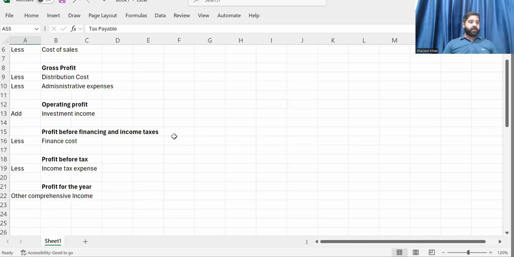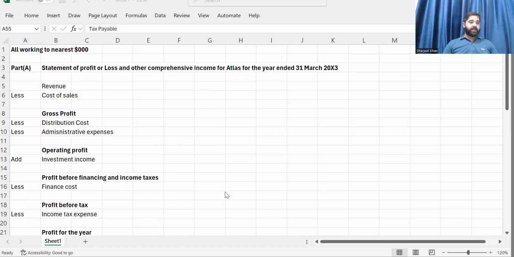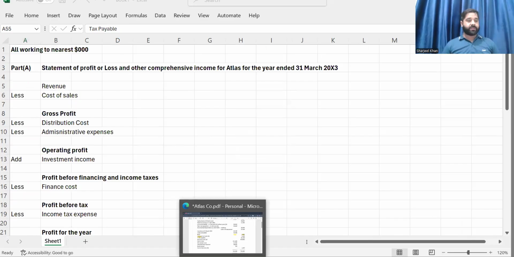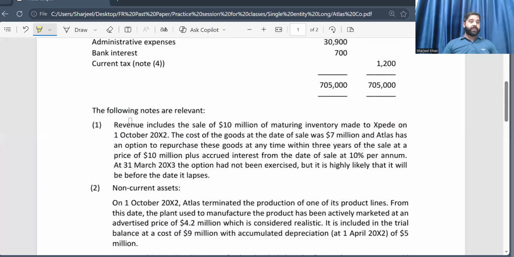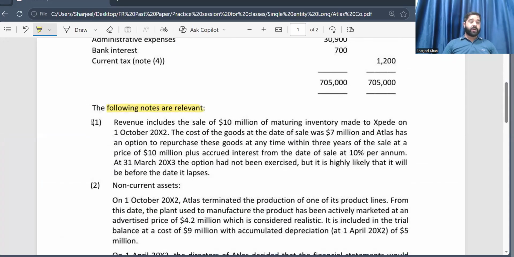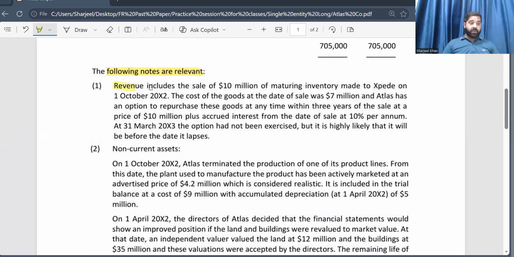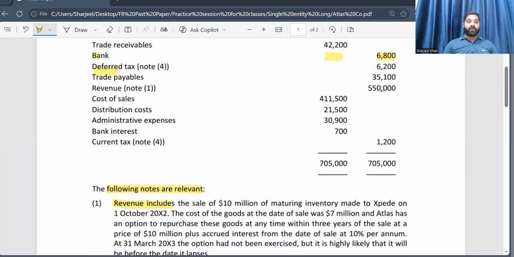Okay, so now let's start from the relevant notes. The following notes are relevant. Note number 1, revenue includes. So the first note is all about the revenue. The figure for the revenue is 550,000. This includes the sale of 10 million of maturing inventory.